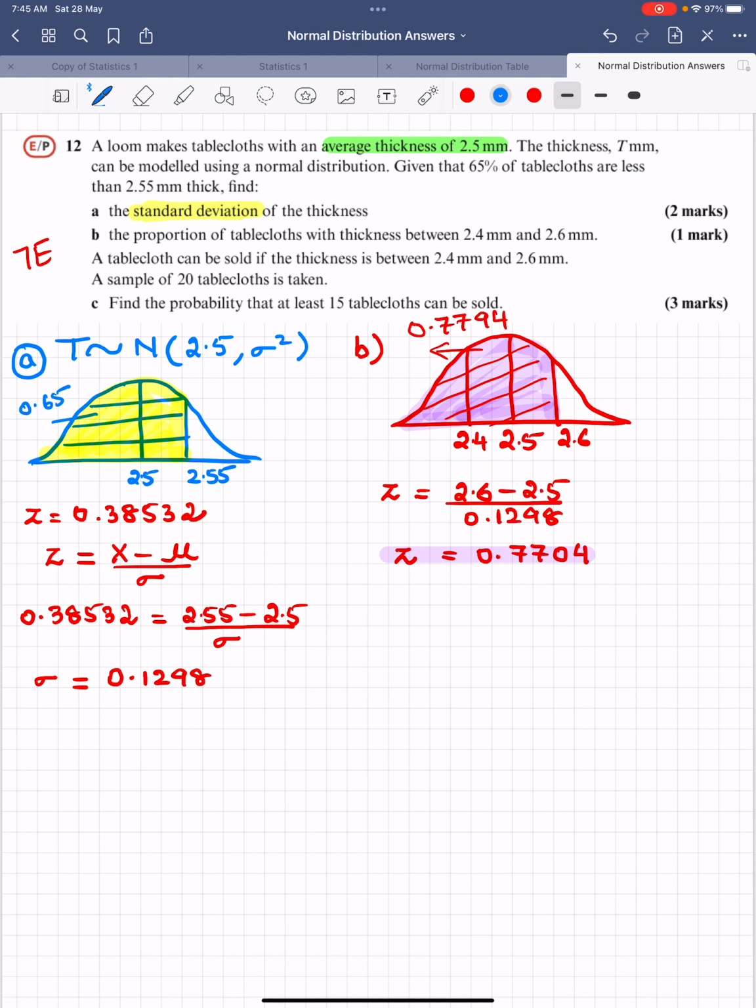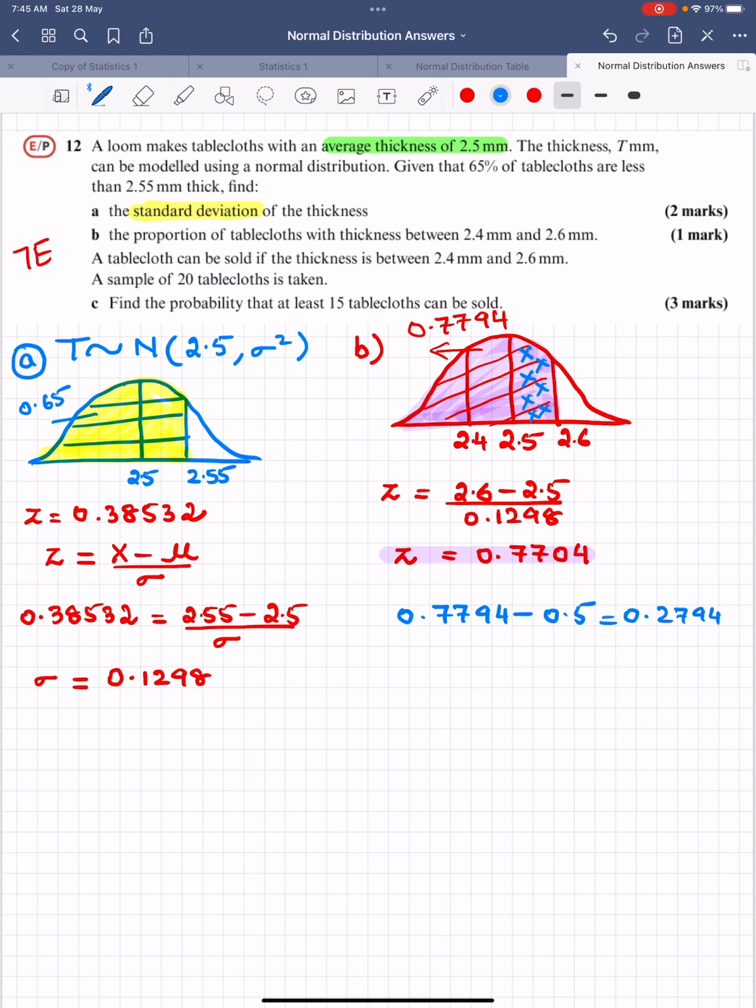From the probability that we have just found, which is 0.7794, we subtract 0.5 and we get 0.2794. So we have found the probability of this part, which I am marking with the cross.